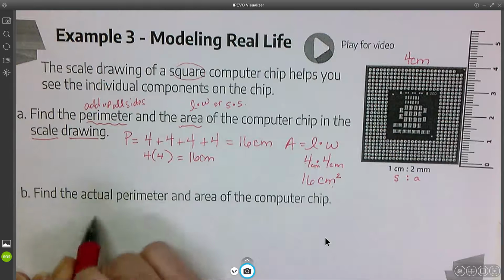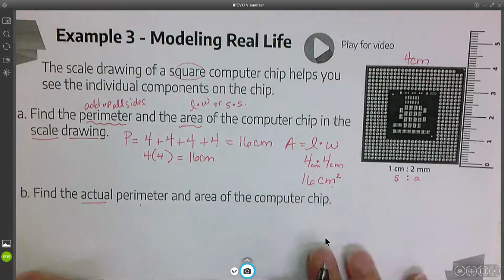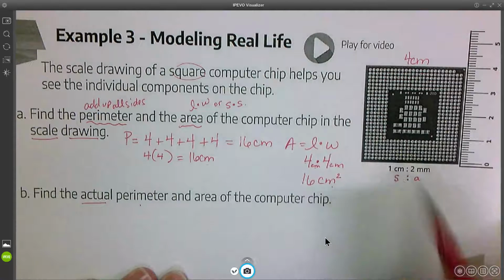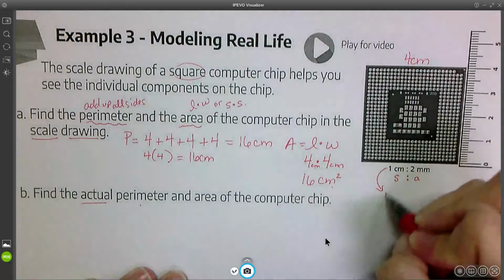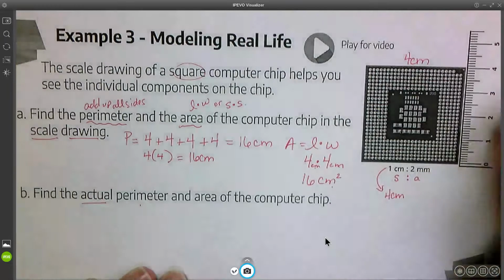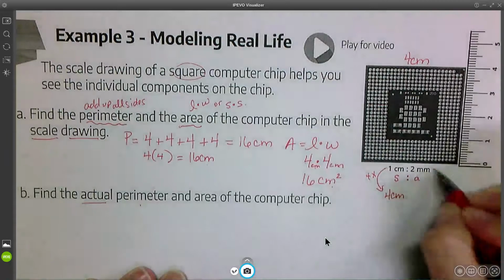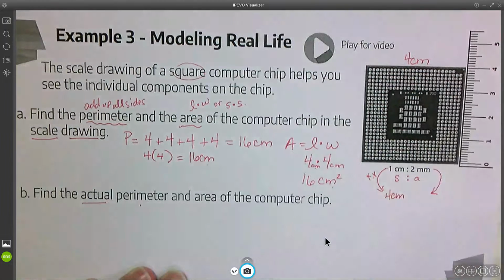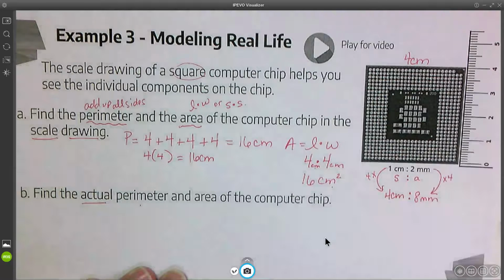In question B, they're saying find the actual perimeter and area of the computer chip. So to do that, I have to calculate this here as a rate and change it to the 4 centimeters here that I'm given because I know that it's 4 centimeters long. So to do that, another way I found that was by multiplying by 4. So I have to do that here to the actual length as well. So my 2 millimeters is actually representing 8 millimeters on the actual object.